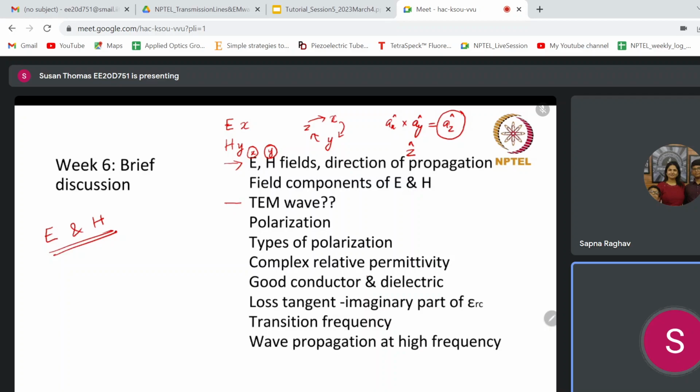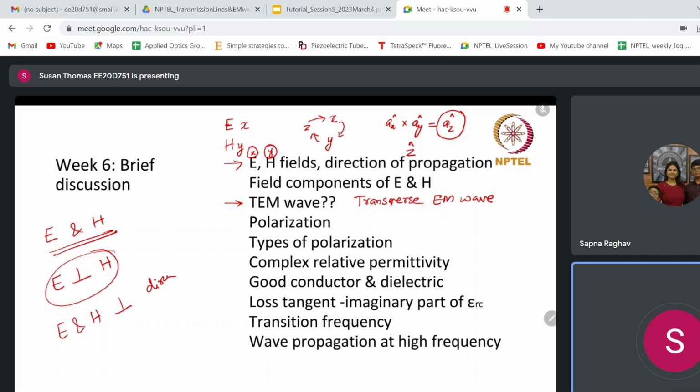Now coming to what is a TEM wave. This is a terminology which you come across in the week 6 content. This is nothing but a transverse electromagnetic wave. So the meaning of TEM wave is a wave in which the electric and magnetic field are perpendicular to each other. That means electric field is perpendicular to magnetic field, and also the E and H both lie in a plane perpendicular to the direction of propagation. Maybe direction of propagation I can indicate with a unit vector k. So this electric and magnetic field will lie in a plane perpendicular to the direction of propagation of the wave. Such a wave is called a transverse electromagnetic wave.